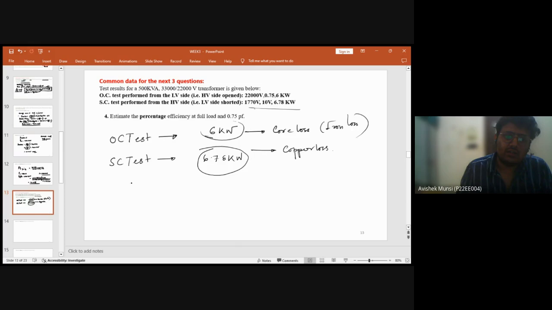We have to calculate the efficiency at full load, that is x equal to 1, and at a power factor of cos theta given as 0.75. I think we will all be able to solve this also. Try to solve it, similar to the last problem.